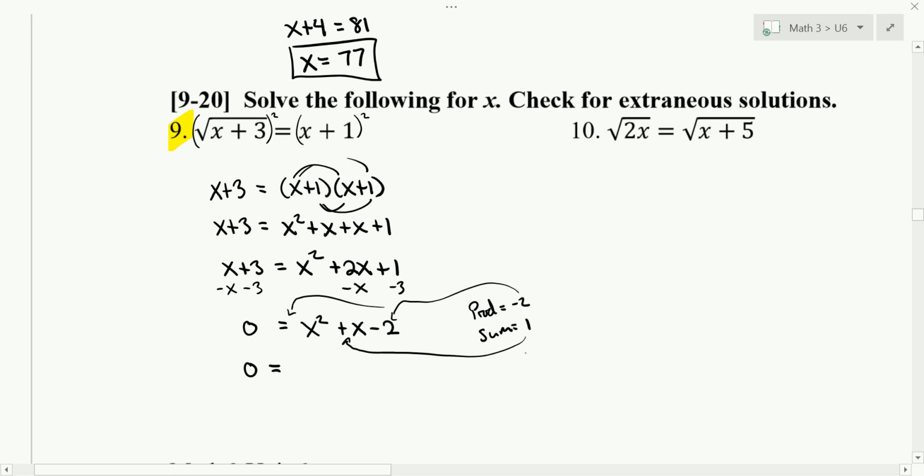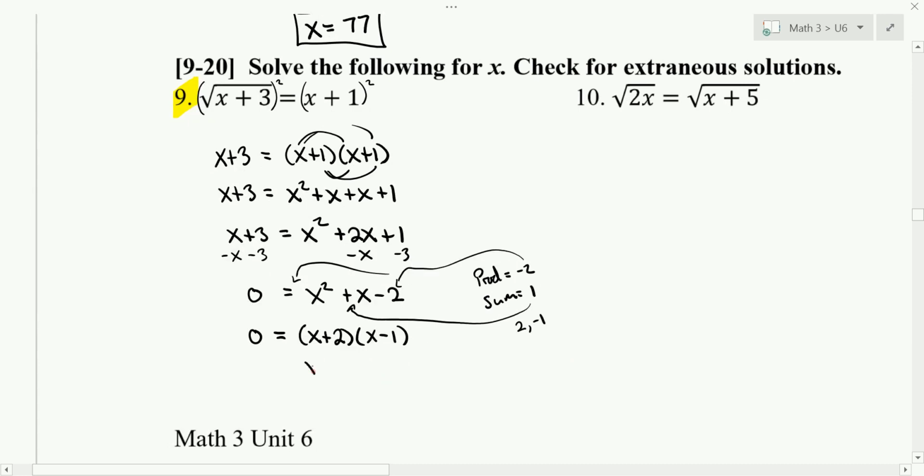So if we think through this, 2 and negative 1 would be our answers, and so we can factor this to x plus 2 times x minus 1. Set each of these equal to 0. And solve. And we get x is negative 2 and x is positive 1. And we need to check for extraneous solutions.